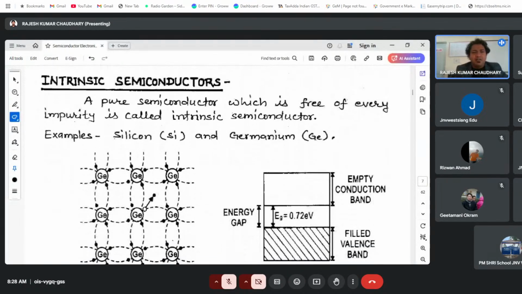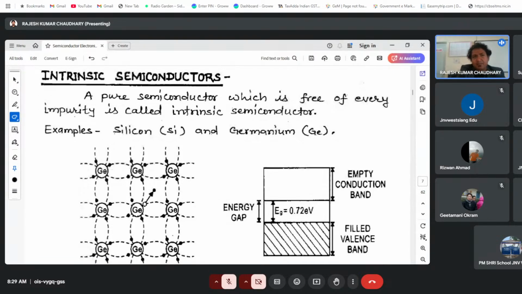Okay. Now, intrinsic semiconductor. We have already discussed what intrinsic means. Many times they have asked about intrinsic and extrinsic semiconductors in previous years. So intrinsic semiconductors are pure semiconductors without doping, without added impurity. Examples are silicon and germanium.